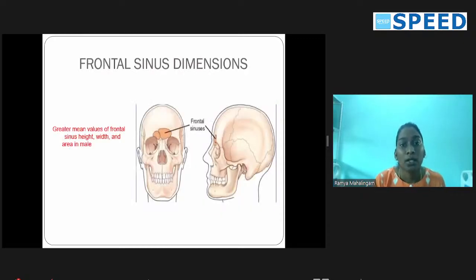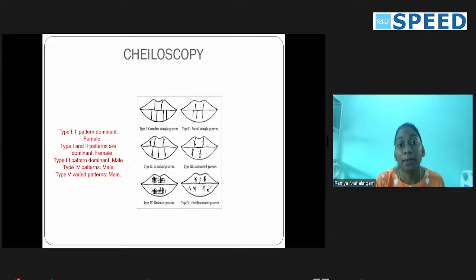Okay. So greater mean values of the frontal sinus, with more width and area, are seen in the male. This is also seen in the frontal sinus dimension. Okay, then moving on to cheiloscopy. Cheiloscopy is nothing but the pattern that is present in the lips. Okay, whenever you take the print of the lip, you find some distinct lines or patterns which are distinct for each human being. Okay, so this is actually not yet standardized, but still you can find a match to some extent if you have the previous records. Okay, so there are types given for cheiloscopy that are prominent.